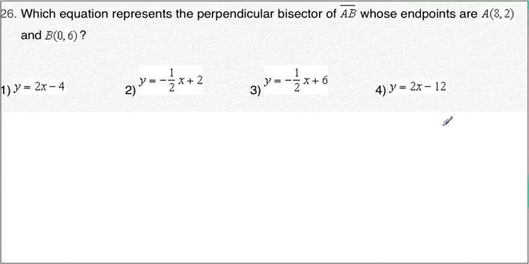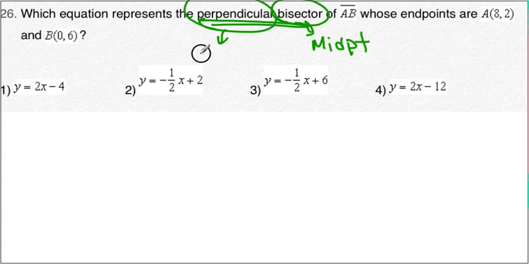Number 26. Which equation represents the perpendicular bisector of line segment AB whose endpoints are given? In fact, a perpendicular bisector has two components. Bisector means it has to pass through the midpoint. And perpendicular implies that slopes are negative reciprocals of one another. So let us try to find the slope here.